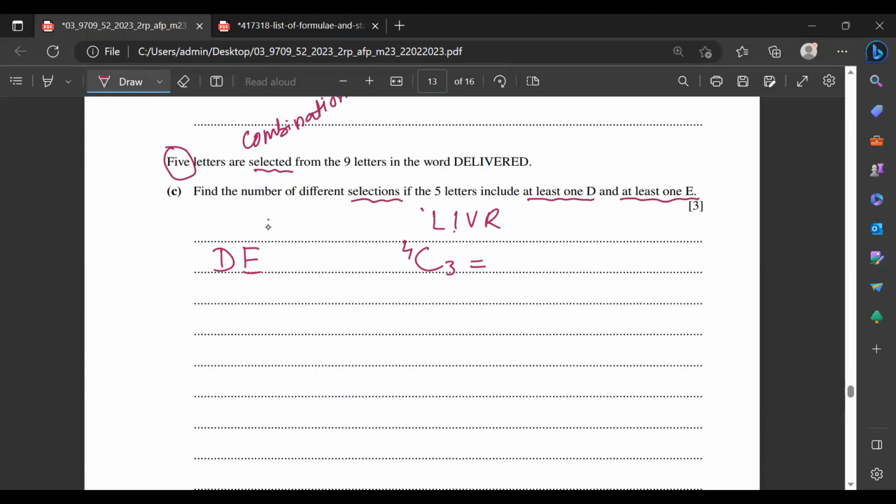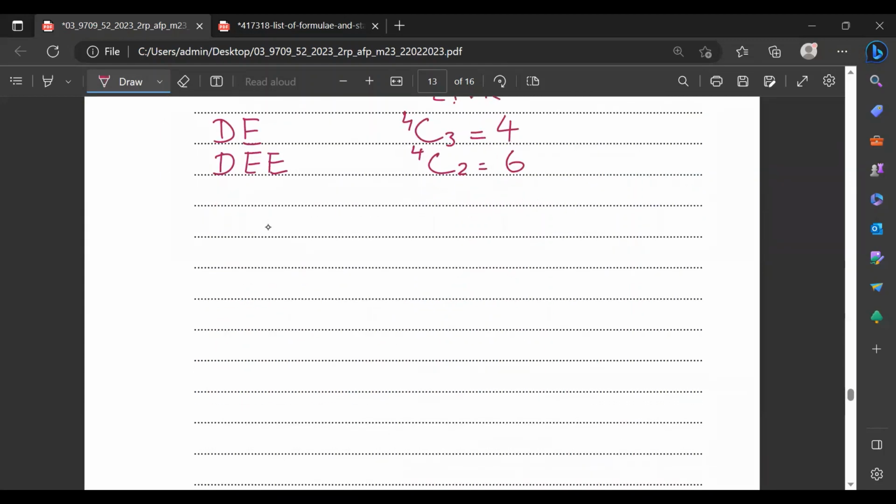So this answer is 4. With 1 D, there can be 2 E's. So we have selected 3 of them. Then from the rest, L, I, V, R, we need 2 more. So this answer is 6. If it is 1 D with 3 E's, this is a selection containing 1 D and 3 E's. We need 1 more to complete the selection of 5. So this answer is 4.